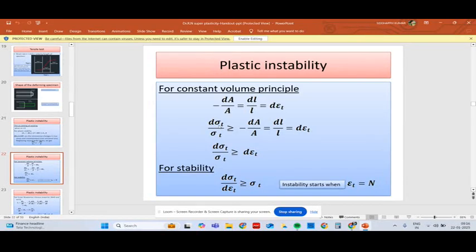So this can be written as d sigma by sigma greater than or equal to minus dA by A equal to dL by L equal to d epsilon. So d sigma by sigma is greater than or equal to d epsilon. For stability, d sigma by d epsilon should be greater than or equal to sigma. Otherwise this is the instability condition. For instability condition, epsilon equal to n value. At the maximum load point, it will take place.